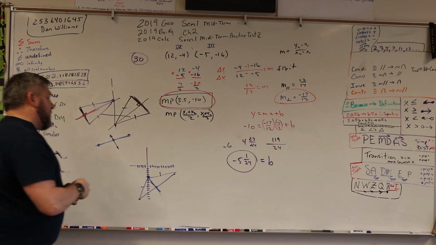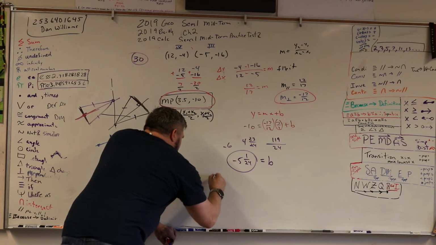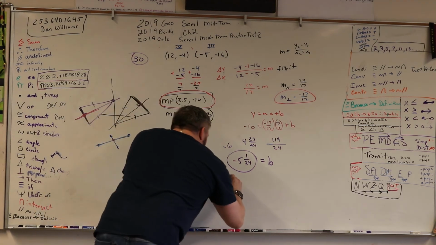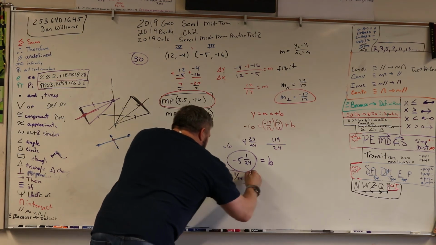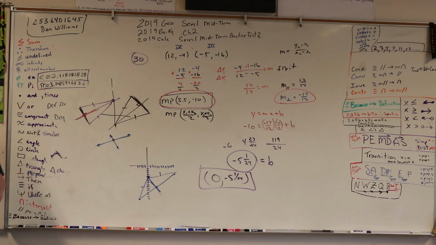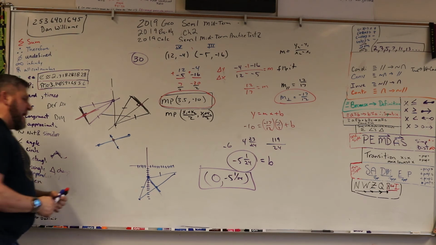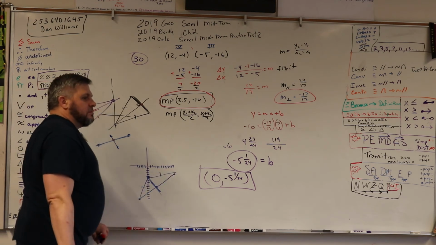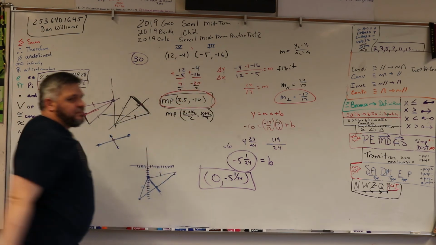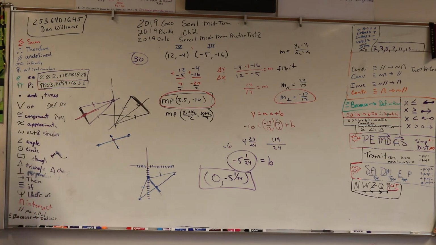And that's how difficult that problem is. But what is that point? That would be 0 in the x direction and negative 5 and 1/24 in the y direction. And that is the point that would create a beautiful isosceles triangle out of this line from these 2 points. Yeah? Fun stuff. Questions?